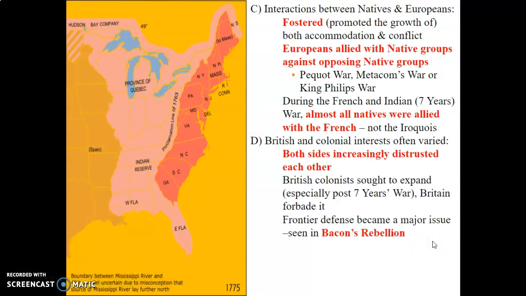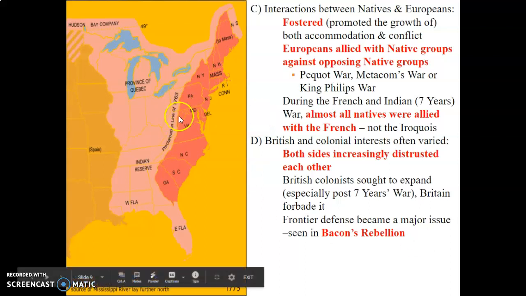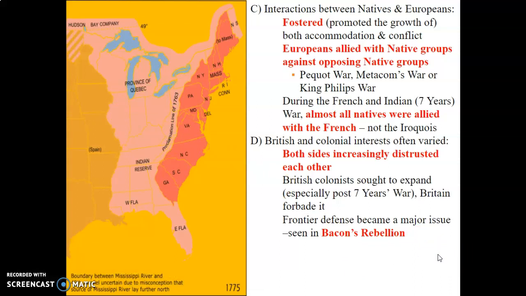The frontier defense became a major issue. So the frontier, the people outside of the 13 colonies, it became a major issue because we kept fighting with the natives, we kept fighting with the indentured servants, we kept fighting with the French and the Spanish. So we had all these threats around us, so it was becoming a lot of work to keep the colonists protected. Hence Bacon's Rebellion.